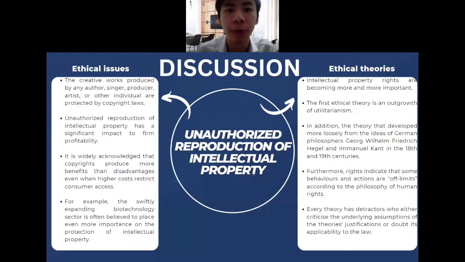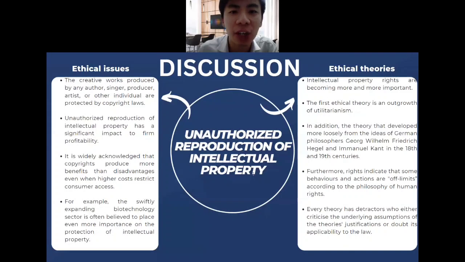Next, I will move to ethical theory. Intellectual property rights are becoming more and more important, which has sparked a heated dispute among scholars over the purpose and correct boundaries of this body of law. First, ethical theory is an outgrowth of utilitarianism. According to utilitarians, the major issue with intellectual property is that it is simple to copy and that it is non-rivalrous. It does not stop others from consuming them if one person consumes them.